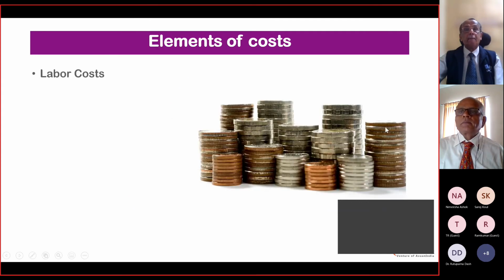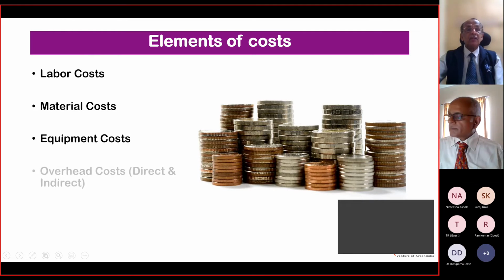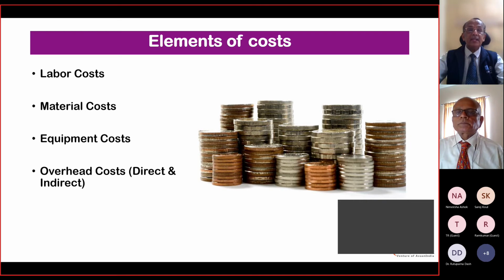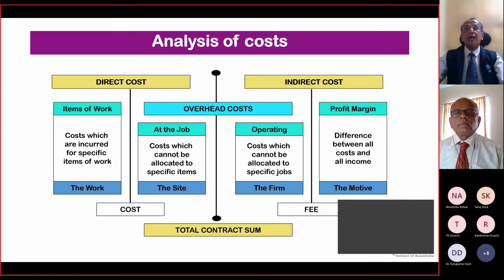Elements of cost: labor cost, material cost, equipment cost, overhead cost, direct and indirect, and then profit. So these are all various elements of cost, whether we like it or not. Yes, cost is there, and one has to be very clear about cost. You have to cover your cost. This is an analysis of cost, and I'm requesting Shyam to take over. He's an expert in this field.